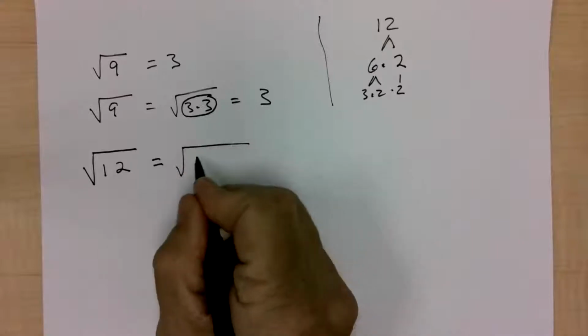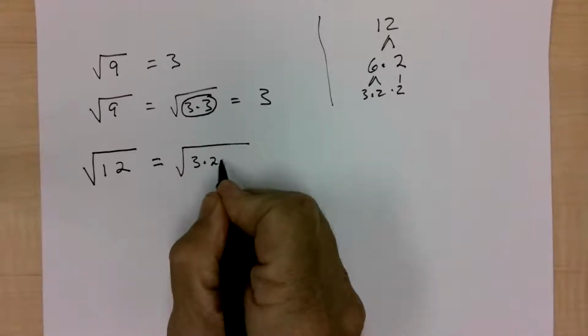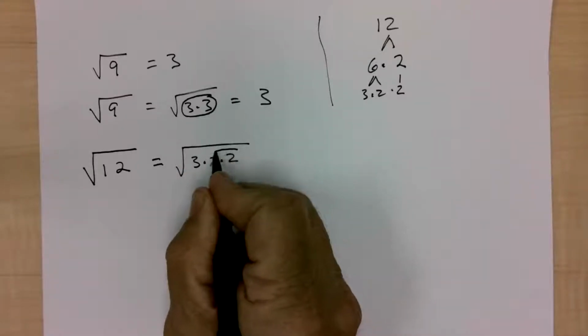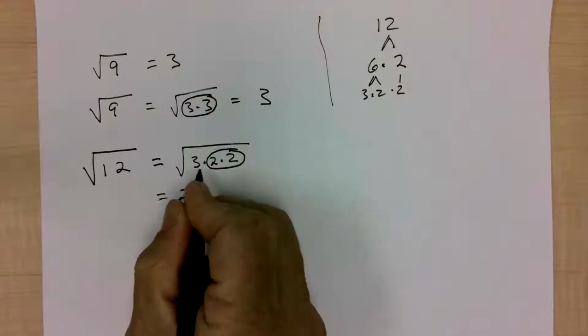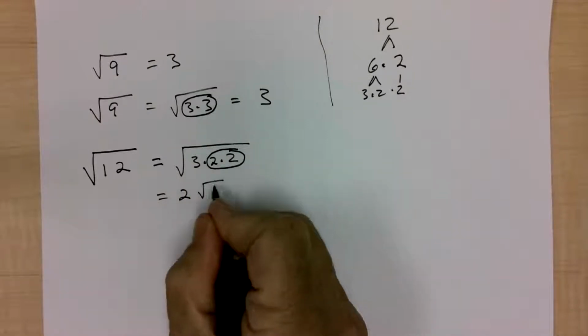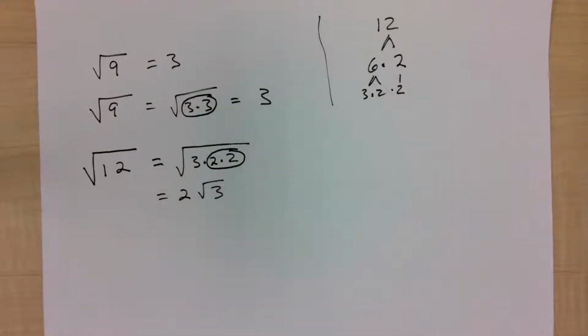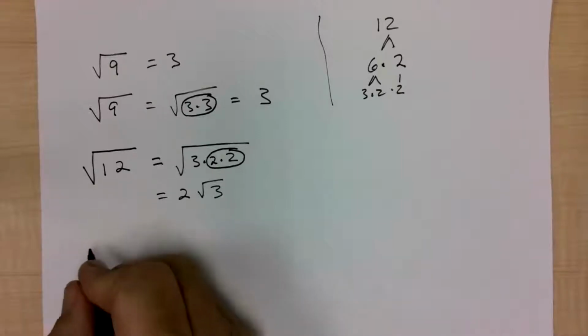It will be the square root of 3 times 2 times 2. Here's my pair. A square root requires us to take out a pair, so we get 2. 3 is still left under the square root, so my answer there is 2 times the square root of 3. Now we can also go to cube roots.